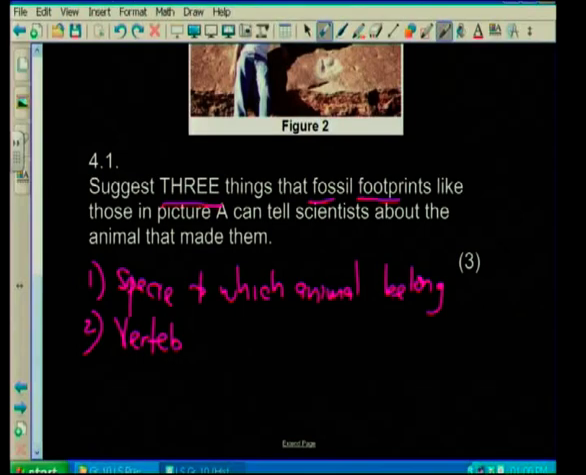That means it can also tell you whether it's a vertebrate or an invertebrate. It can tell you whether it's a vertebrate species. We mean, to which family did it belong? Is it a reptile? Is it a mammal? Then it tells you whether it's a vertebrate or an invertebrate.